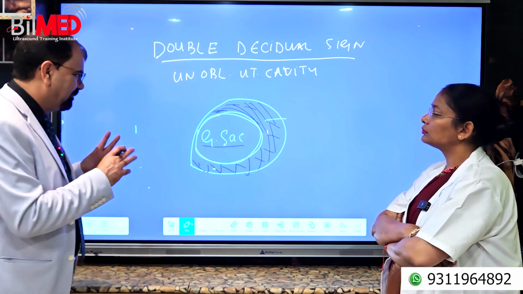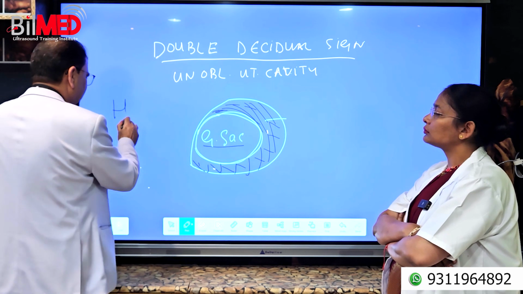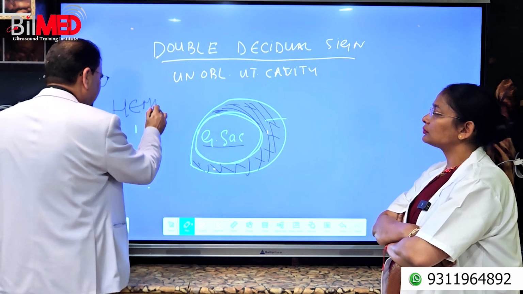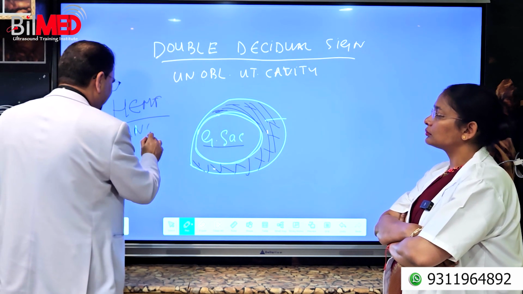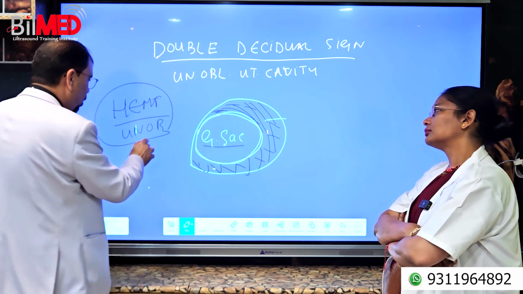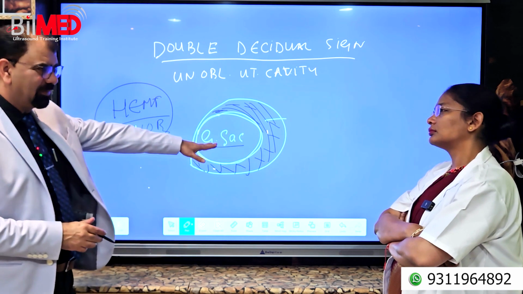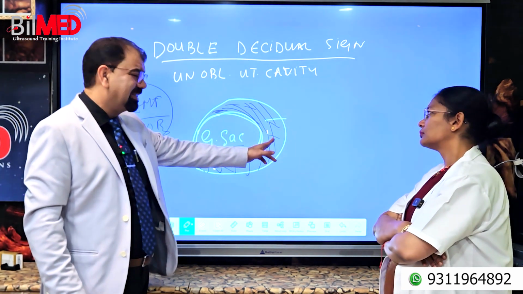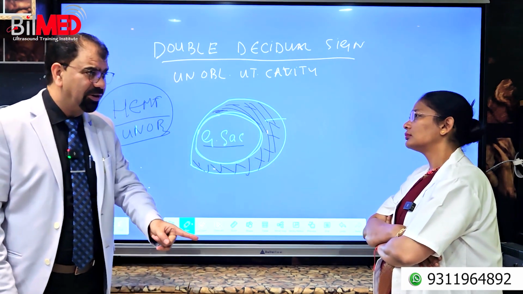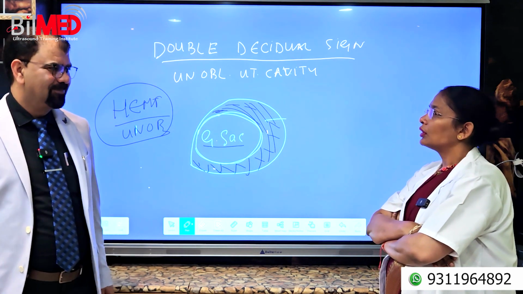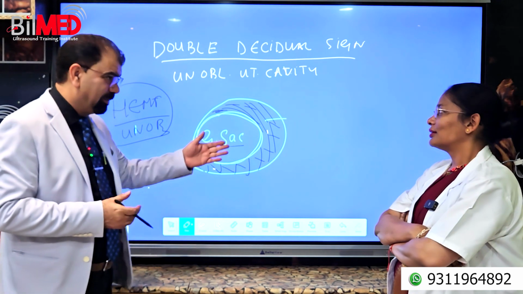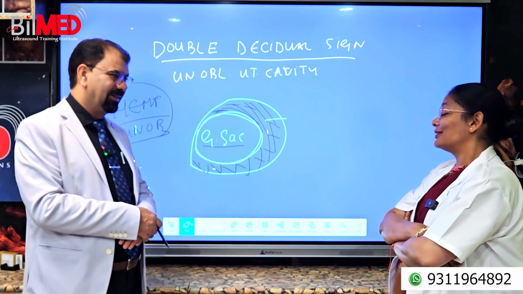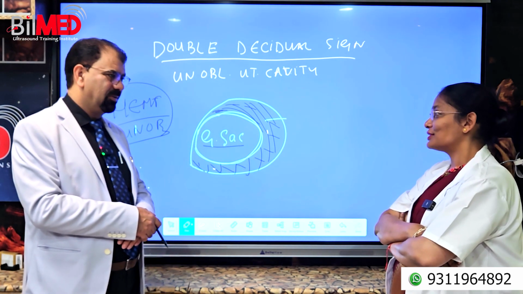Question. Now the question is, how can I differentiate a hematoma from an unobliterated uterine cavity? Because both look the same on ultrasound. How can I say that this is a hematoma, not an unobliterated uterine cavity, or vice versa? Now you have to think. You have to reply to me.